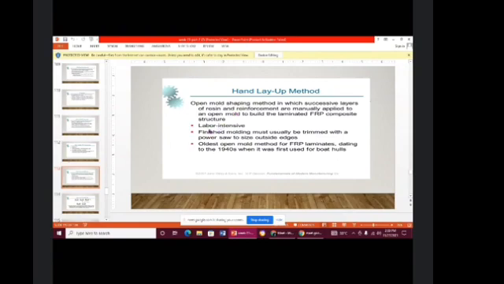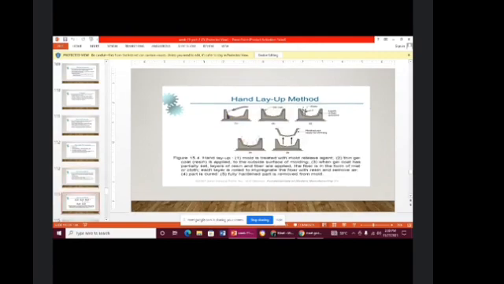It is labor intensive, and to finish, the molding must usually be trimmed with a power saw to size the outside edges. This open mold method of laminates dates to the 1940s, when it was first used for boat hulls. So this is laminates of the 1940s. Next is the diagram of the hand layup method.